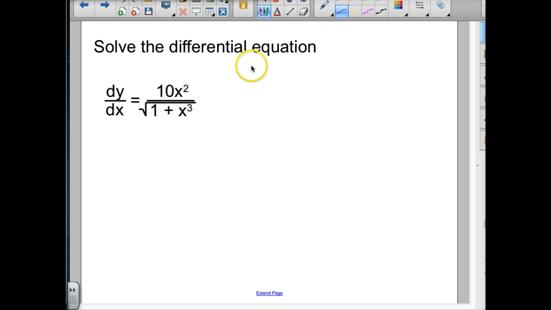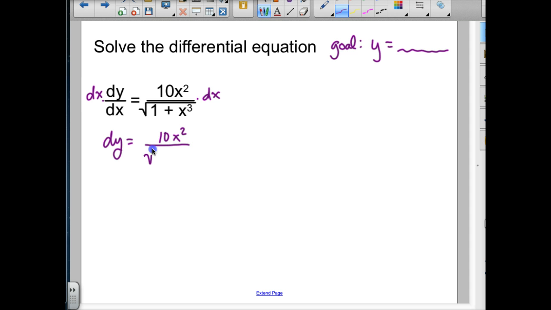Another problem that will be on your homework is to solve a differential equation. Solving a differential equation, the goal is to get rid of the derivative and end up with a y equals equation. So we want to separate the dy and the dx, your first step. Separate dy dx. So you end up with dy equals 10x squared over the square root of 1 plus x to the third dx. So step 1, separate the y's and the x's.